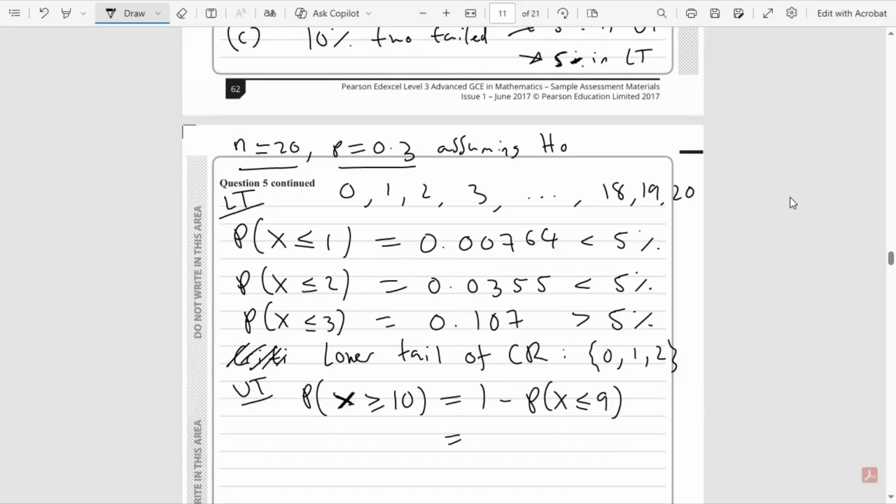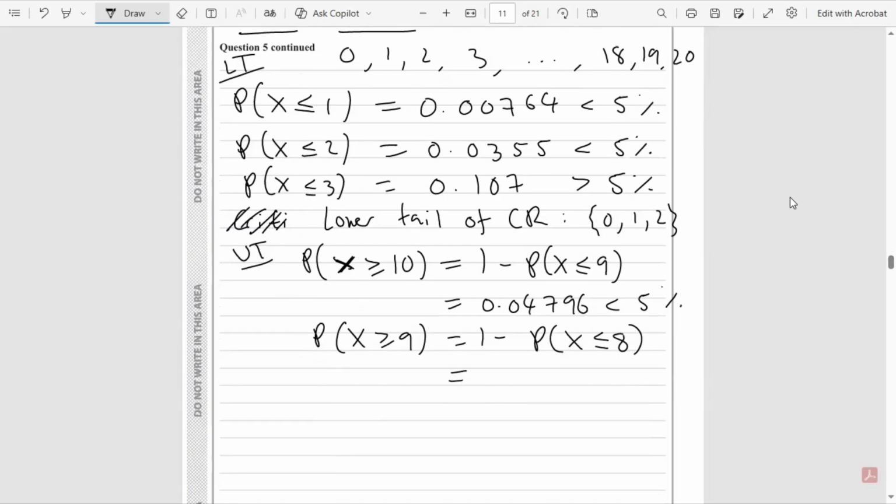So of course, this is 1 minus the probability that X is less than or equal to 9. So again, using binomial CD for 9, if we put in X is 9, and then 20 trials, 0.3 success rate. This gives us 0.952. And then if we do 1 minus the answer, this gives us 0.04796. So that's less than 5%, just less than 5%. So that means if we go down to 9, so X is greater than or equal to 9, this is going to be 1 minus the probability that X is less than or equal to 8. Should hopefully give us a number bigger than 5% this time.